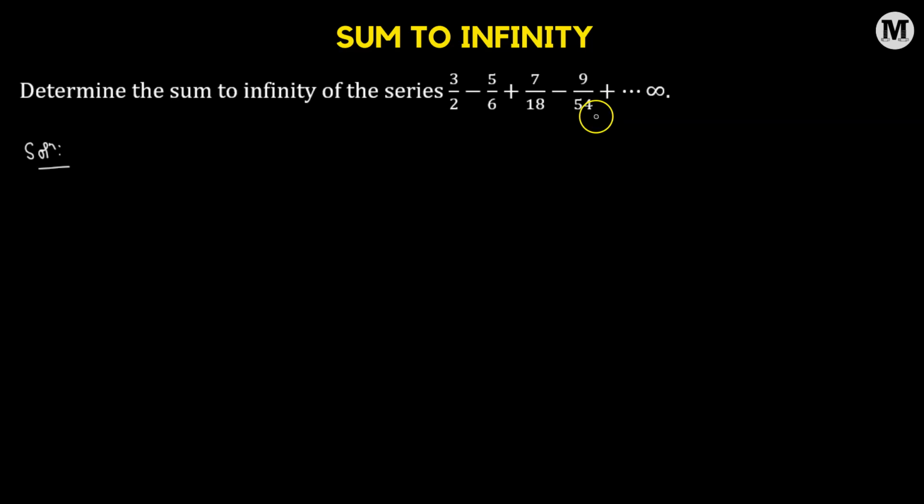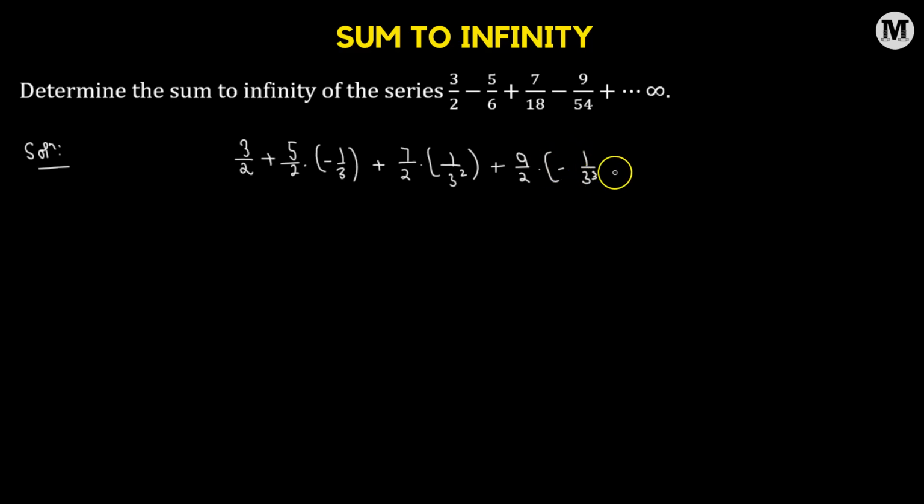However, this particular series is composed of an arithmetic sequence and a geometric sequence. To understand this, we're going to rewrite each of the terms. Our first term, we keep as it is. We have 3 over 2. Added to it, next we have negative 5 over 6, but we can rewrite it as 5 over 2 multiplied by negative 1 over 3. This gets added to 7 over 18, but 7 over 18 can be expressed as 7 over 2 multiplied by 1 over 3 squared. Then we have added to it 9 over 2 multiplied by negative 1 over 3 cubed. So this way we have an infinite number of terms.